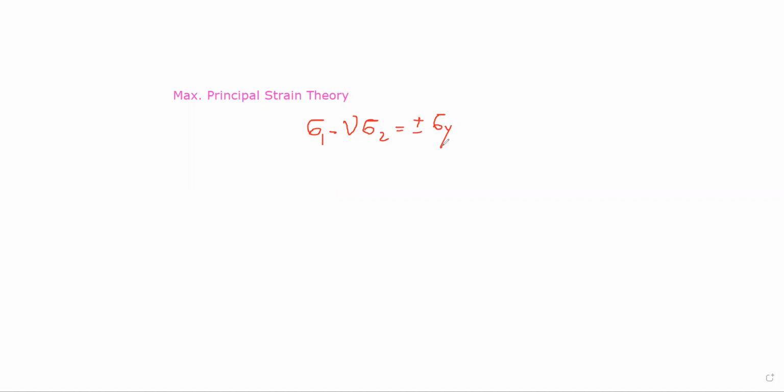If you look at the left hand side, sigma 1 represents stress along direction 1. Nu sigma 2 also represents stress along direction 1. It should not become equal, in tensile condition or in compressive condition, to the yield. So we'll write this is stresses along direction 1.